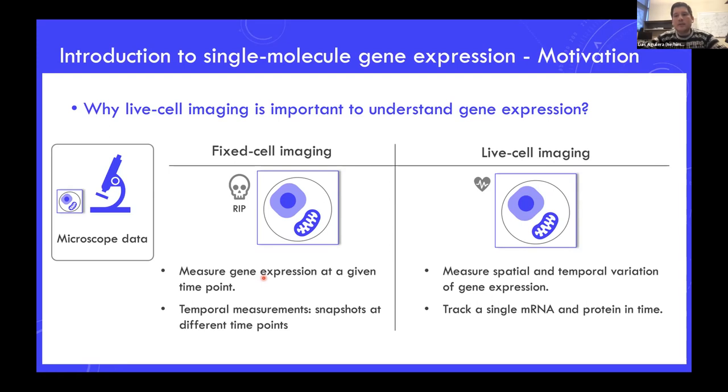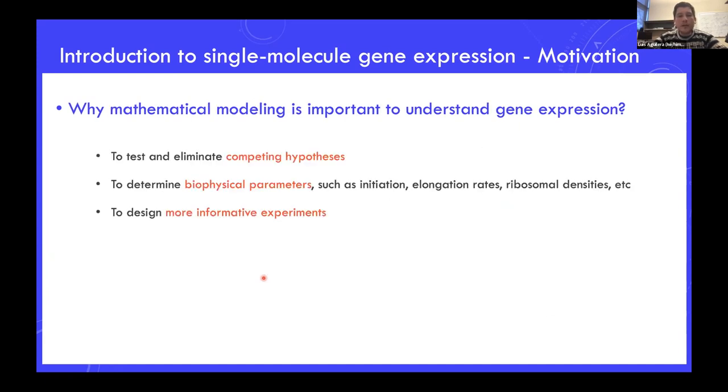With live cell imaging, which is the focus of this talk, you keep the cell alive for the experiment. And the advantage of doing that is that you can measure spatial and temporal variation in gene expression. And then you can track a single RNA or a single protein in time. And I think that this is going to be very advantageous to calculate some important biophysical parameters.